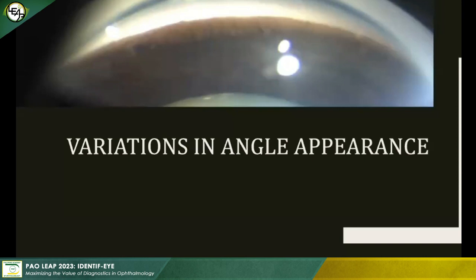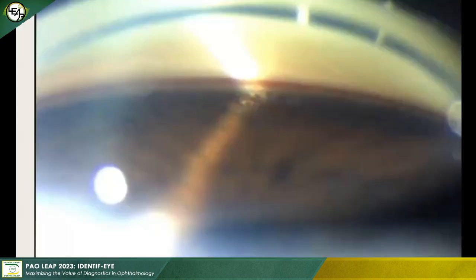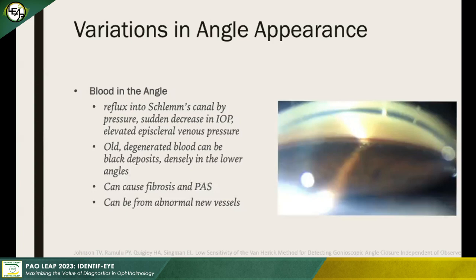Now let's go through some variations in angle appearance. So this is an image of the angle. It's clearly open. You see the ciliary body band, very darkly pigmented. Then there's the white scleral spur. But notice how the PPM has this very red tinge. Here's another red tinged angle. Although you see a red tinge, you don't see any layers. So this is a closed angle. So red tinge can be seen in an open angle. It can also be seen in a closed angle.